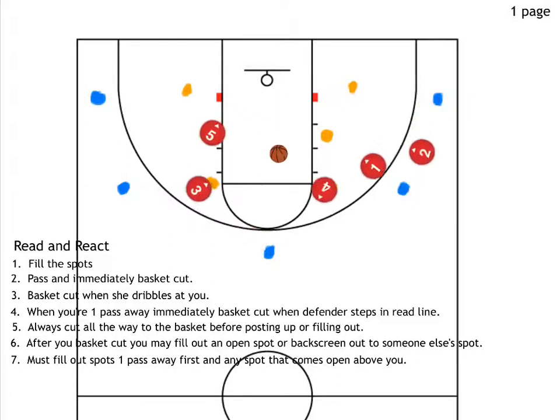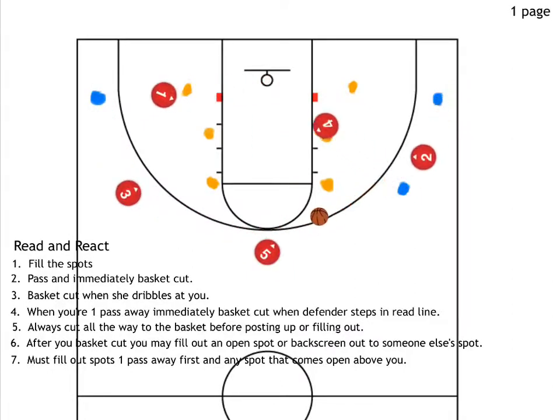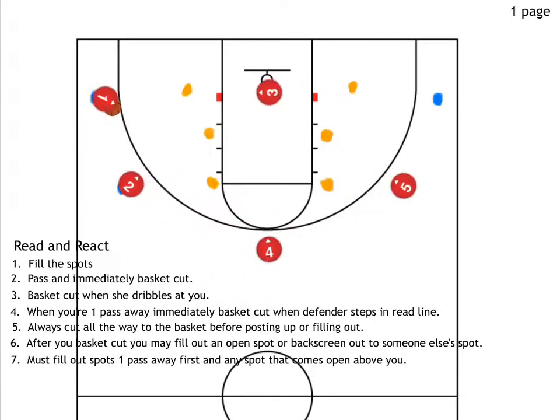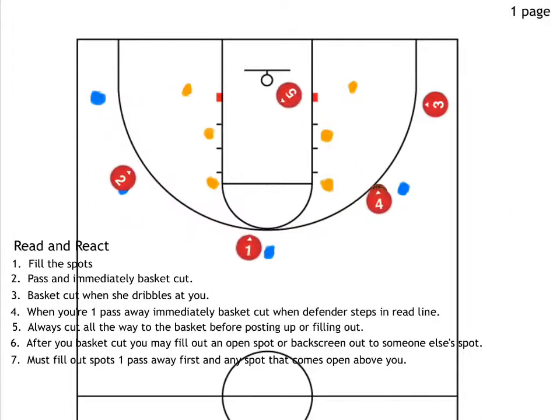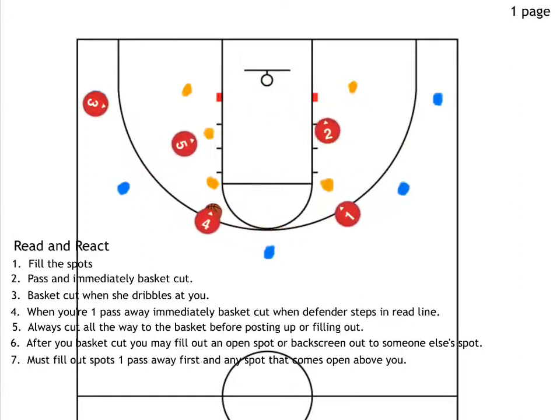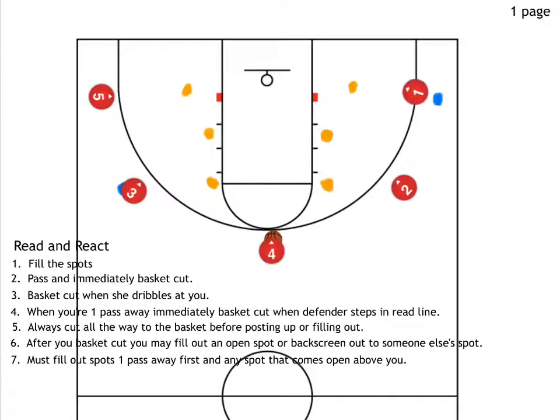I'm just going to play it from the beginning so you can watch the different options. Here's pass and cut. Here's dribble at coming up. There we go, we're looking at dribble at. Notice each time they always make their basket cut all the way to the hoop before their next action. We also want the ball carrier to look at this cut.